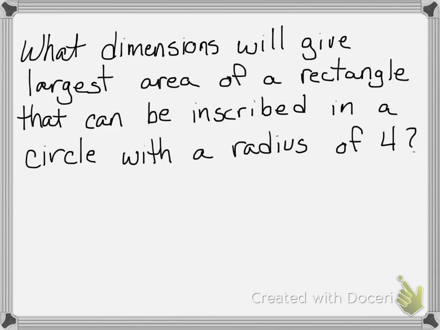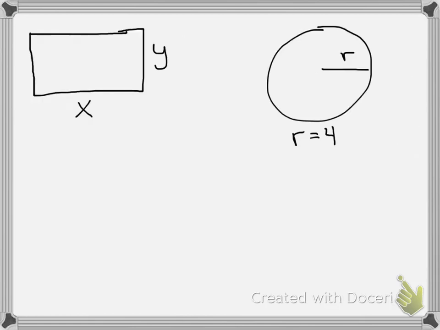So, what we need to figure out is our equations. Okay, so on the left, you'll see the rectangle, and the area for a rectangle is equal to x times y. And you can see the circle with a radius of 4. So, the equation for a circle is x squared plus y squared is equal to the radius squared.